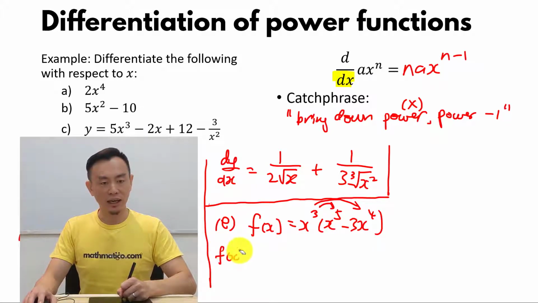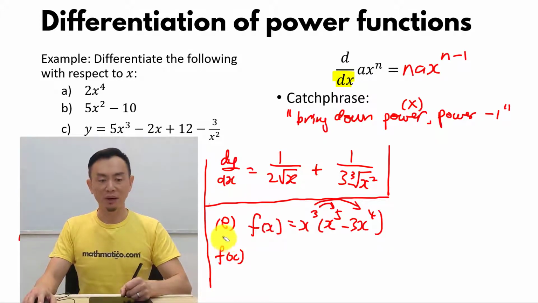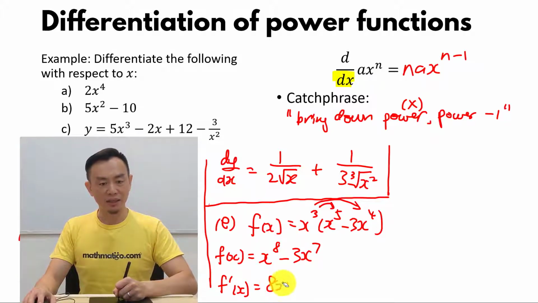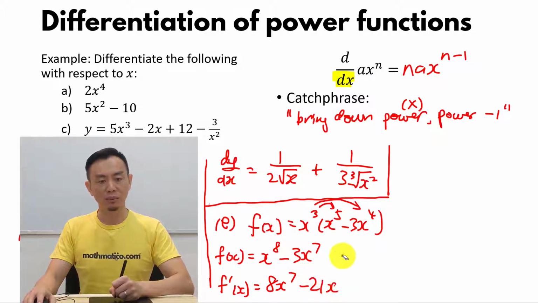So again, I will not differentiate in this line, so I'll write f(x), not f prime x. If I write f prime x, that means the line is differentiated. But as it is, I'm just going to multiply out, so I'll get x to the power of 8 minus 3x to the power of 7. Then f prime x, okay, now I differentiate. You have 8x to the power of 7, okay, power bring down, power 8 minus 1 is 7, minus, okay, the sign keeps, 7 times 3 is 21, x to the power of 7 minus 1, 6.